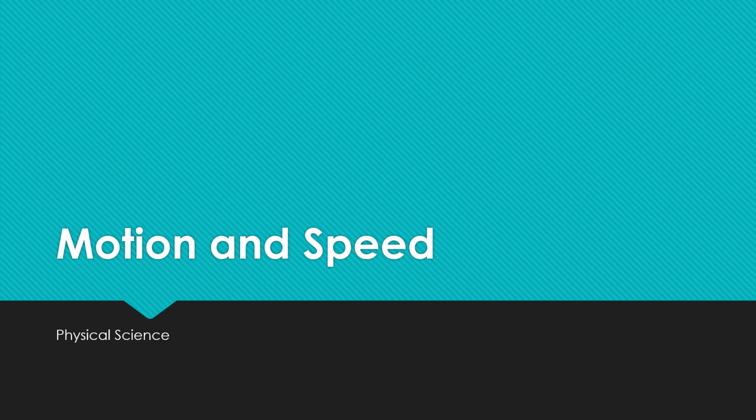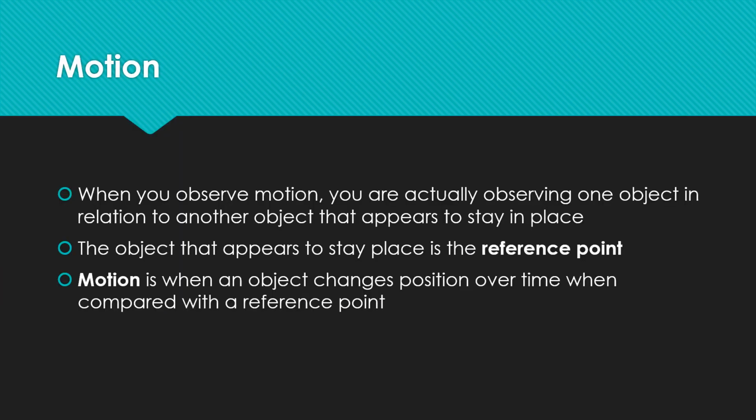Alright, so the first thing that we're going to be discussing with our physics semester is motion and speed. To start off, you need to know what motion is. The definition of motion is when there is an object that is changing position over time compared to a reference point. A reference point is a spot that is staying in place, some kind of object that you can look at and refer to compared to what is moving.